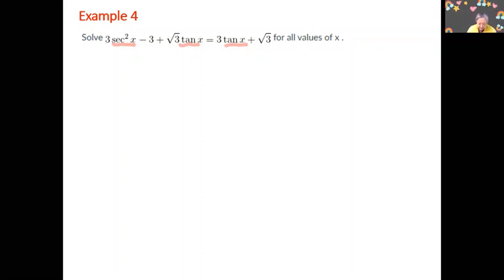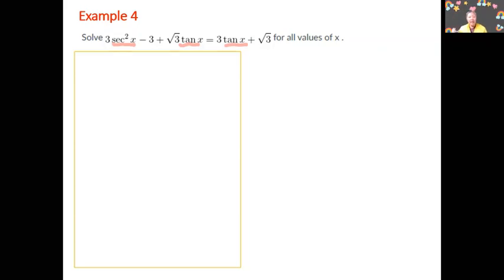Recognize that secant square of x can be rewritten in terms of tangent so that we can unify every term with just tangent only. So I can start rewriting this equation. The first secant square will be 1 plus tangent square x. So here, 3 parentheses, instead of secant square, it's 1 plus tangent square x, and then negative 3 plus radical 3 tangent x.